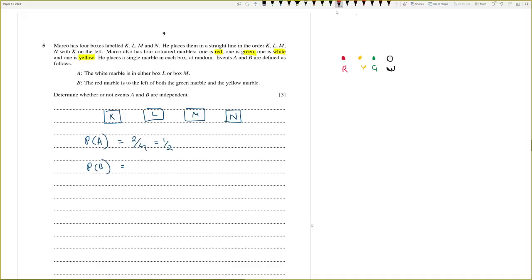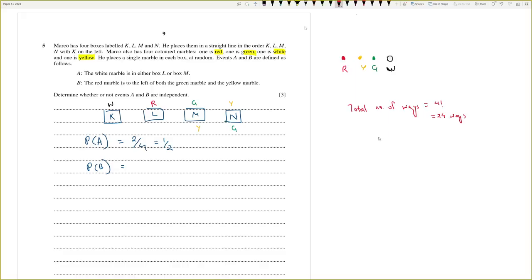Essentially, think of it in this way. What if the red marble is inside box L? Then the green and yellow ones need to be in these two, and any combination works, right? And what about the white marble? It's just going to be on this side, inside this box on the left hand side. For the permutation combination method, how many ways do we have in total? We have 4 marbles and 4 positions, so that's 4 factorial or 24 ways.